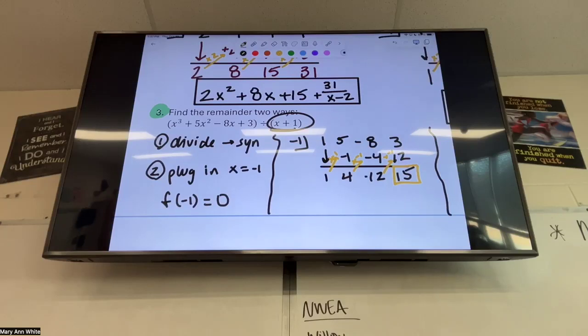Once you divide it out, you can write your x squared plus 4x minus 12 plus 15 over x plus 1. But really, I just want my remainder to be 15. So if it only asks for my remainder, that's really all I want from that.